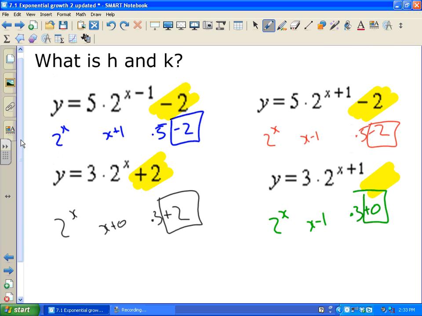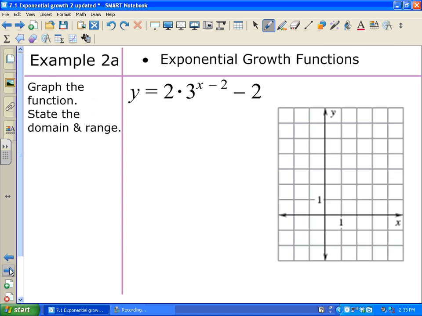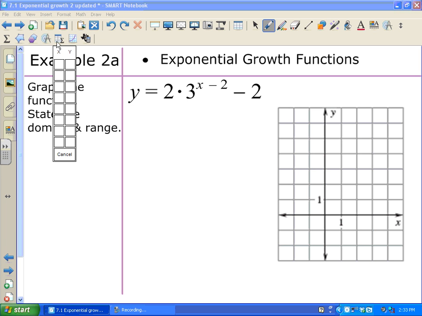All right, let's do some advanced graphing. First off, 2 times 3 to the x minus 2 minus 2. For this function, start with your parent, make a child. Again, y equals 2 times 3 to the x minus 2 minus 2.